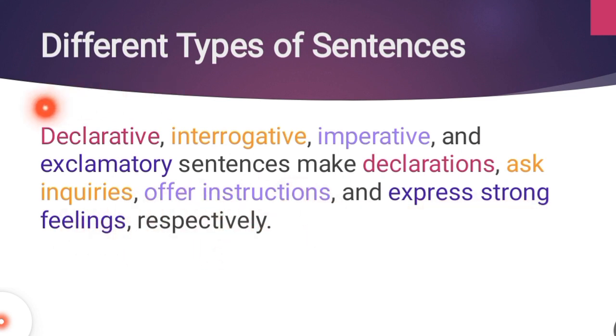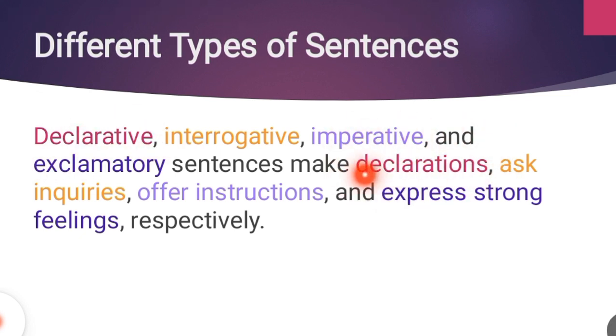कि डिक्लेरेटिव डिक्लेरेशंस बताता है, किसी भी किस्म के बयान वगैरह या डिस्क्राइब कर रहा होता है किसी भी चीज़ को. इंटेरोगेटिव आस्क इंक्वायरीज कि किसी भी किस्म का क्वेश्चन या इंक्वायरीज पूछ रहा होता है. इम्पेरेटिव सेंटेंस ऑफर इंस्ट्रक्शंस कि किसी भी किस्म की आपने इंस्ट्रक्शन देनी है तो वो इम्पेरेटिव सेंटेंस होगा. एंड एक्सक्लेमेटरी शोज द फीलिंग्स, एक्सप्रेस स्ट्रॉन्ग फीलिंग्स. As you know, exclamatory sentence uses the exclamation marks.